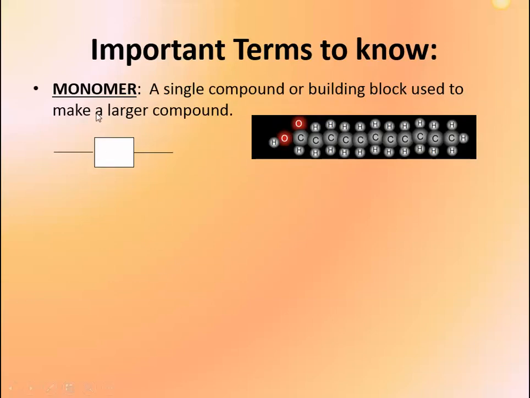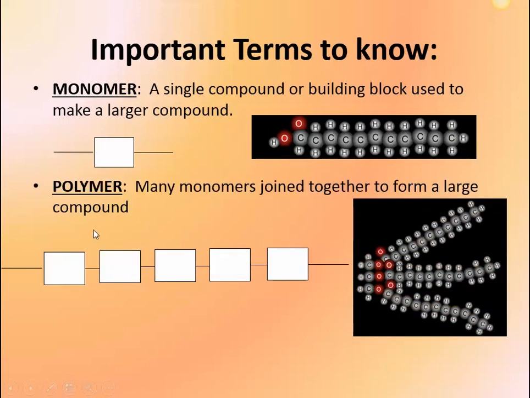And that's going to be a single compound or a building block used to make a larger compound. So you can think of it as one brick to make a house, right? You have a polymer, which is going to be many monomers formed together to form a larger compound. So if you have this polymer here, you see a bunch of these monomers chained together. So this could be one wall in one house, right? Monomer would be one brick. The polymer is going to be one wall.